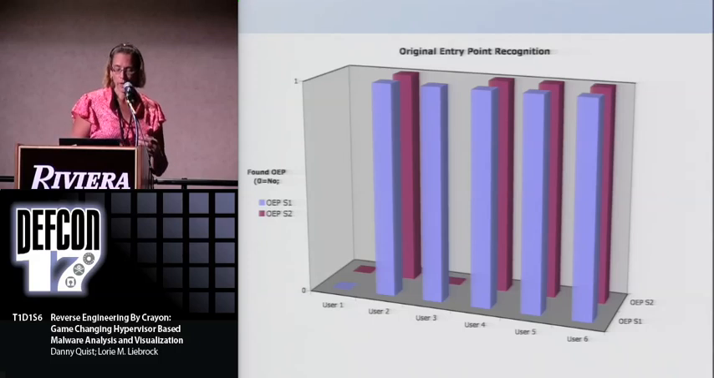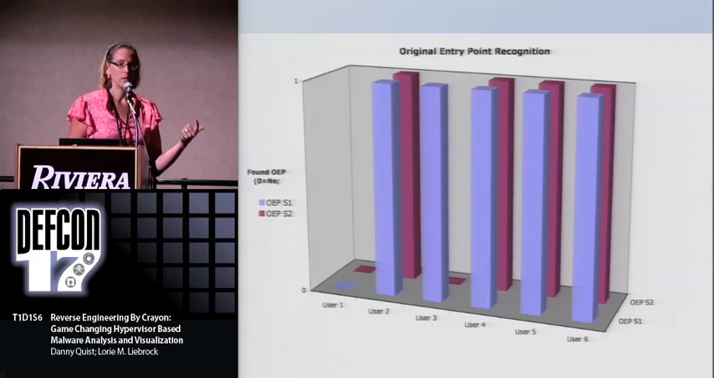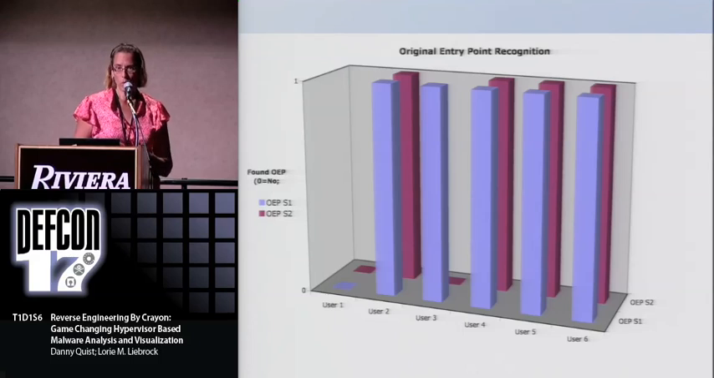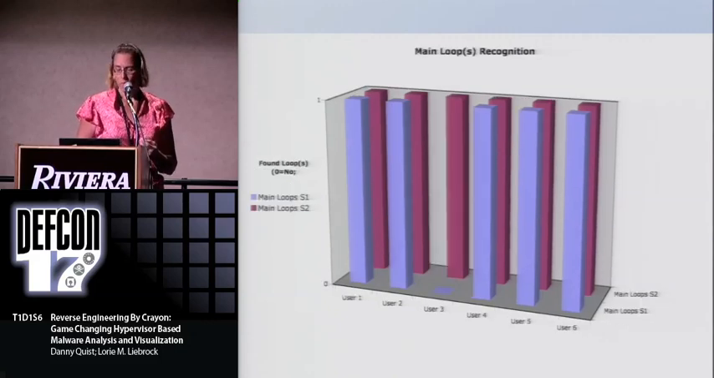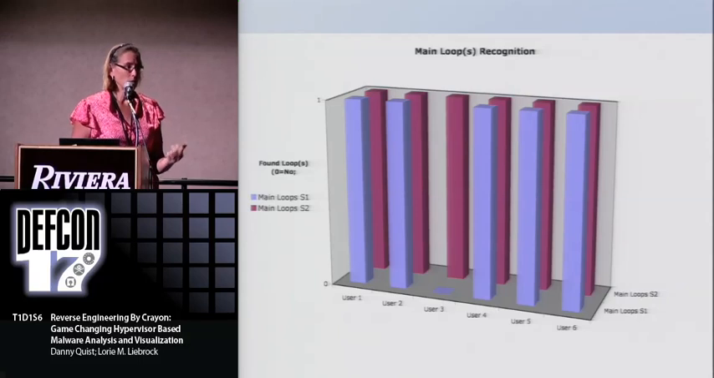So original entry point, you'll see user 1 and user 3 were the 2 newbies who had never before this week done any reverse engineering. We've got the 2 different packers, one of them with one packer finds the OEP, the other one doesn't find it with either one. For the initialization, in one case they all recognize it, in one case the 2 new people can't find the initialization code. Main loops, a little better performance. We have one person with one packer who can't find the main loops of the program, which I find hard to believe.